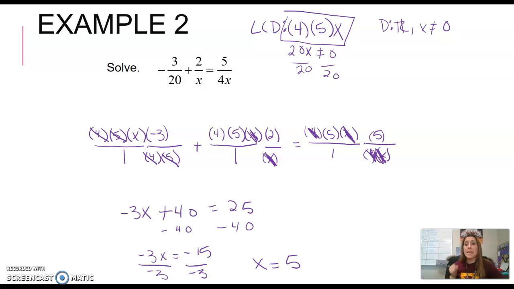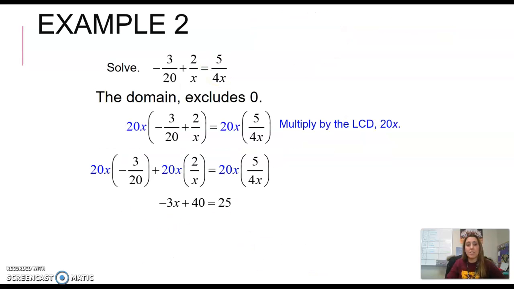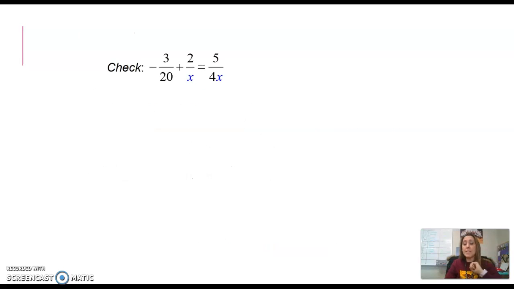Boom. Now I can check. I have an excluded value. X can't equal 0. Does x equal 0? No, it's a 5. I'm going to go ahead and plug it into the next equation. So this is just all the work that we just did. So I'm going to take that original equation and I'm going to check it. So everywhere I see an x, I'm going to put in my proposed solution. Okay, so do you see the blue 5s? So right here.